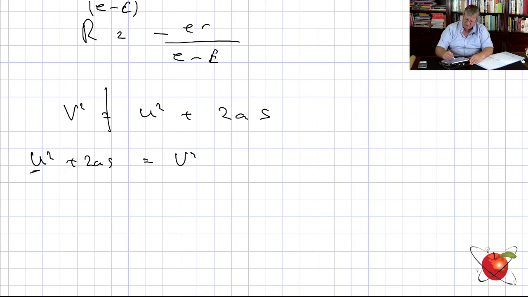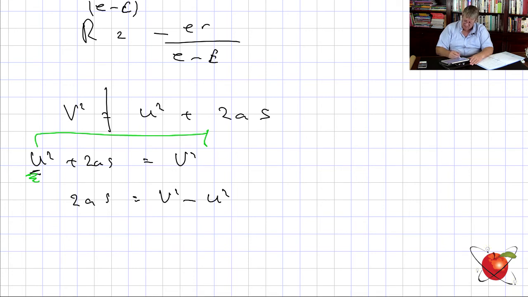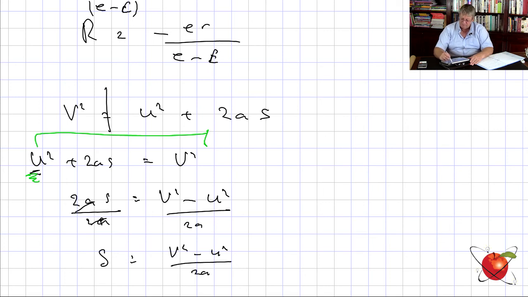Okay, this one is a number, isn't it? So numbers must go to that side. So therefore, I can then say, right, you're a number. So 2AS is equal to V squared minus U squared. Therefore, divide by 2S, correct? Or, sorry, 2A. Therefore, that cancels, 2A. So S is equal to V squared minus U squared over 2A. All right.